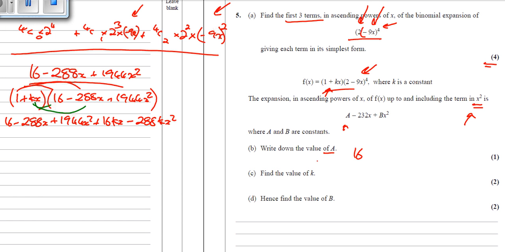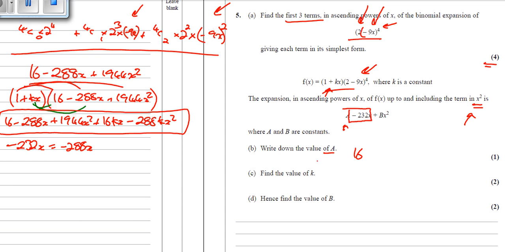Find the value of k. Now, what we know is that the coefficient of x is minus 232. So we can write down that minus 232x equals minus 288x. So remember, this equals this thing over here. So the minus 232x from this one is the same as the minus 288x from this one plus the 16kx.